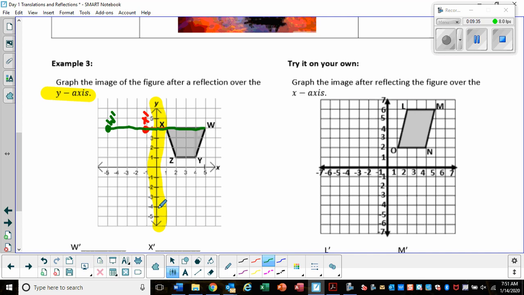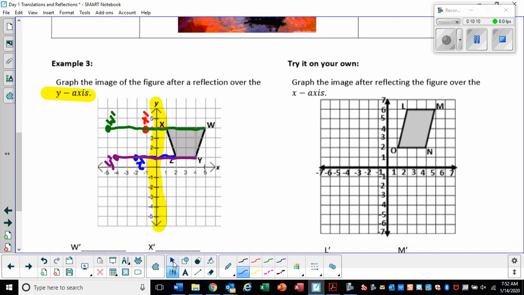Okay? Do the same thing with my Z. It is 1, 2 spaces away. So on the other side, 1, 2. Okay? And that's my Z prime. So each point is going to be the same distance on either side of that y-axis. And the last one, my Y, is 1, 2, 3, 4 spaces away, so I go the other direction. 1, 2, 3, 4, and that's where my Y prime is.